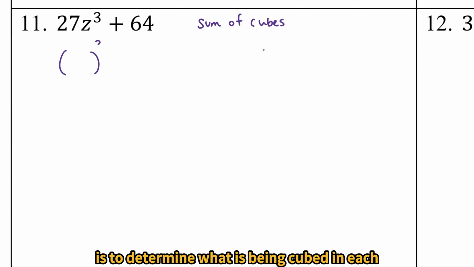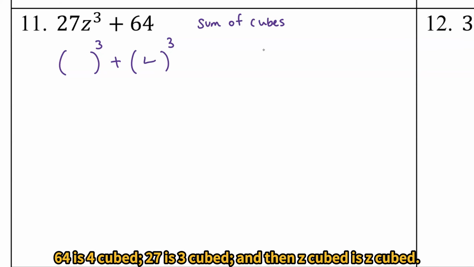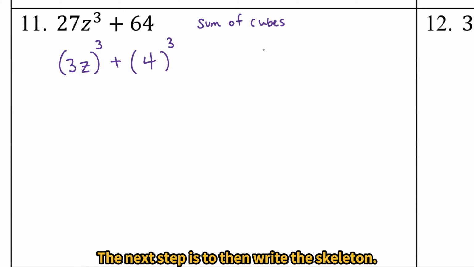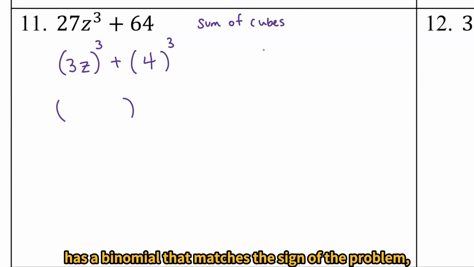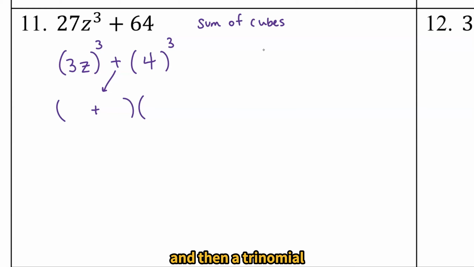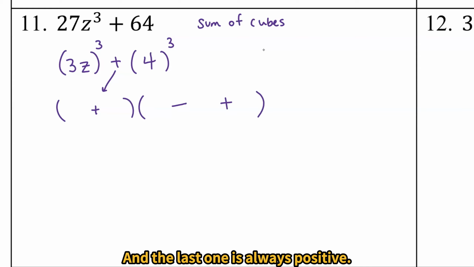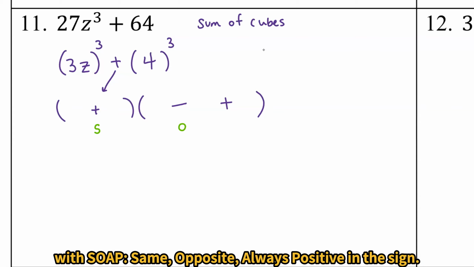So the first step is to determine what is being cubed in each one of these terms. 64 is 4 cubed, 27 is 3 cubed, and then z cubed is z cubed. The next step is to then write the skeleton. So sum of cubes has a binomial that matches the sign of the problem, and then a trinomial where the next term is all opposite and the last one is always positive. So we remember this with SOAP. Same, opposite, always positive in the sign.